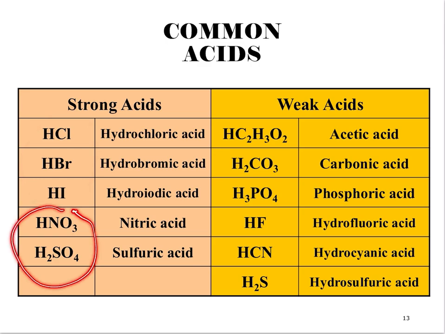Nitric acid and sulfuric acid are also strong acids. Those protons are easy to dissociate. It has to do with the number of oxygens in the conjugate base. The more oxygens you have, generally the more acidic the molecule is going to be.